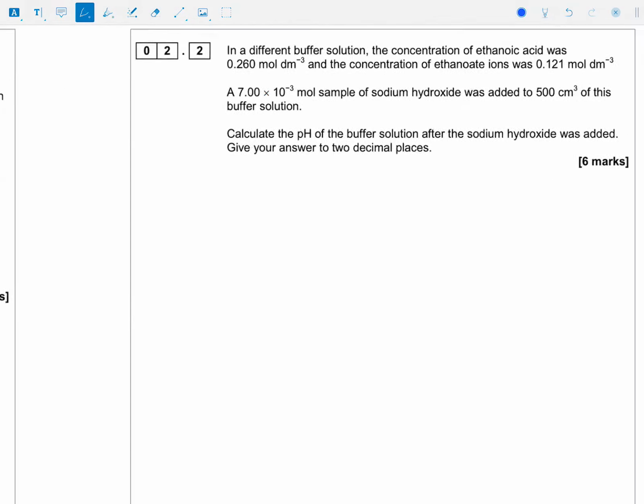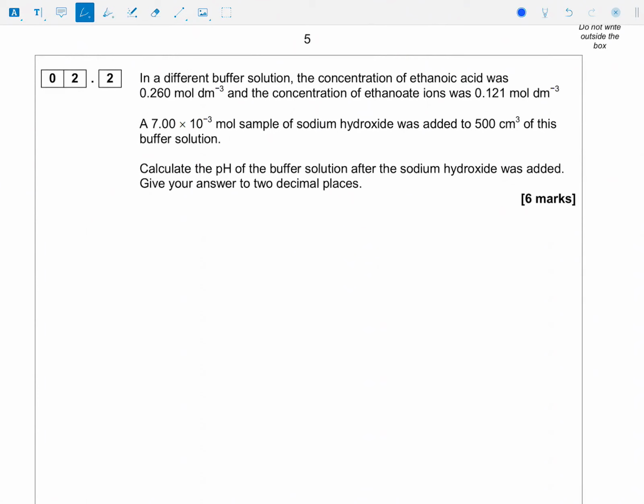So over the page, we have got 2.2. In a different buffer solution, the concentration of ethanoic acid was 0.26 moles per decimeter cubed. So that's the concentration of ethanoic acid. And the concentration of ethanoate ions was 0.121. So two different concentrations there. A 7 times 10 to the minus 3 mole sample of sodium hydroxide, so a number of moles, was added to 500 centimeter cubed of this buffer solution.